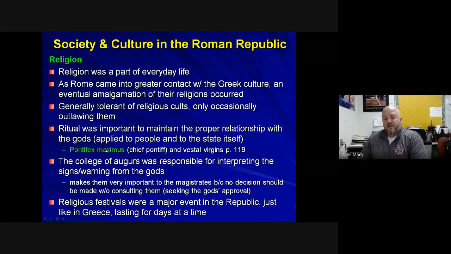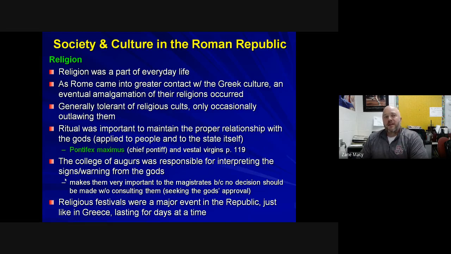The Pontifex Maximus, the chief pontiff or chief religious leader, I'm not going to talk about them very much here. You can actually look on page 119 in the 6th edition of our textbook. If you look under the heading of social and society and culture in the Roman Republic, you can also read up on a little more detail about the Pontifex Maximus and the role of the Vestal Virgins in the religious aspect of Roman culture. The College of Augurs was responsible for interpreting signs or omens, warnings from the gods.